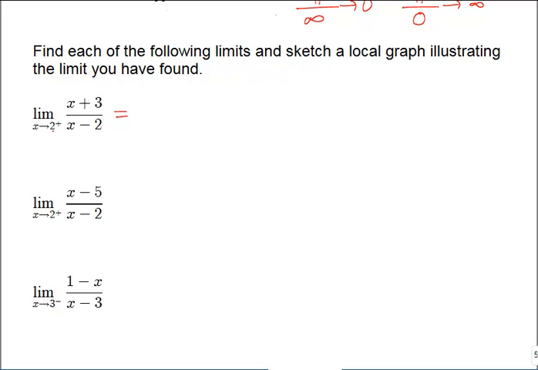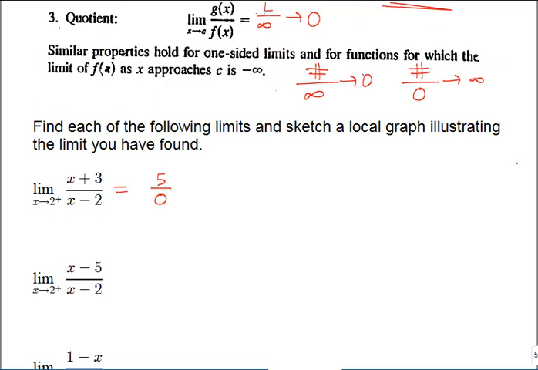So if I plug in 2, 2 plus 3 would be 5. And if I plug in 2 on the bottom, 2 minus 2 is 0. So this fits this sort of formula that I have right here. We have a constant on the top and we have a 0 on the bottom. So this is going to go to something infinite. The question is, is it positive infinity or negative infinity? And you have to be a little bit more careful about plugging things in to figure out which sign it's going to be.